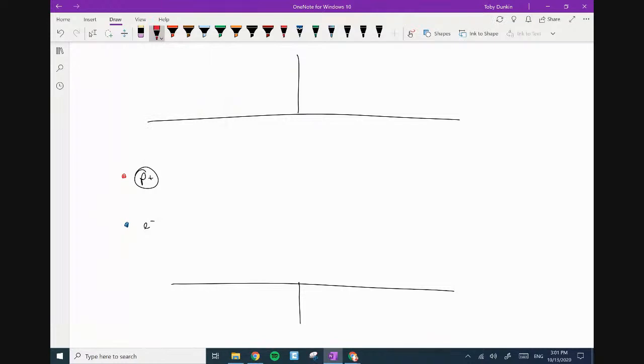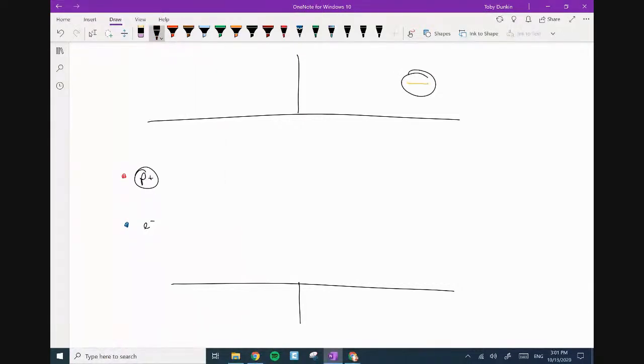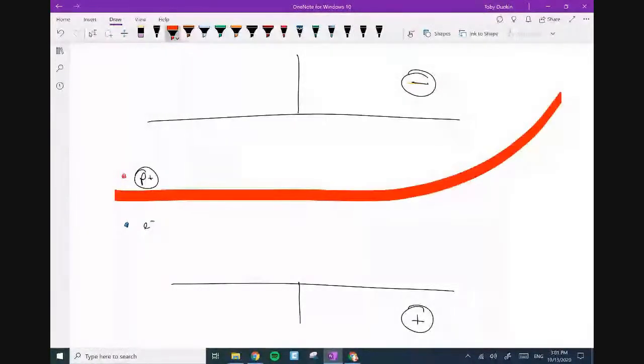So the path of the proton, if we make the top plate negative and the bottom plate positive, we know that the positive proton, let's do the beam as a highlighter. Why not? Really struggling. Let's try that. Right, here's the proton beam. The proton beam looks like that.